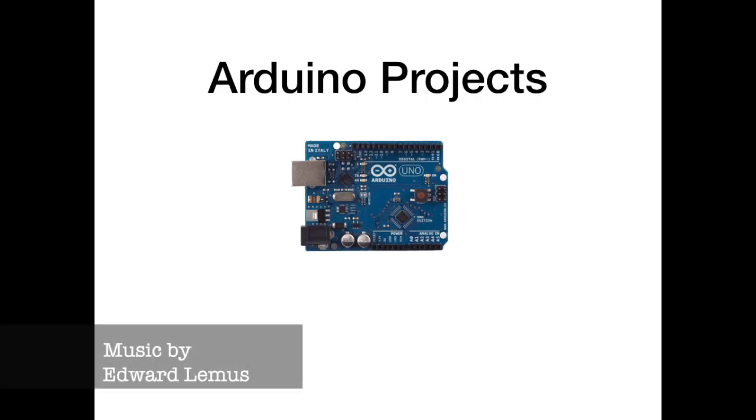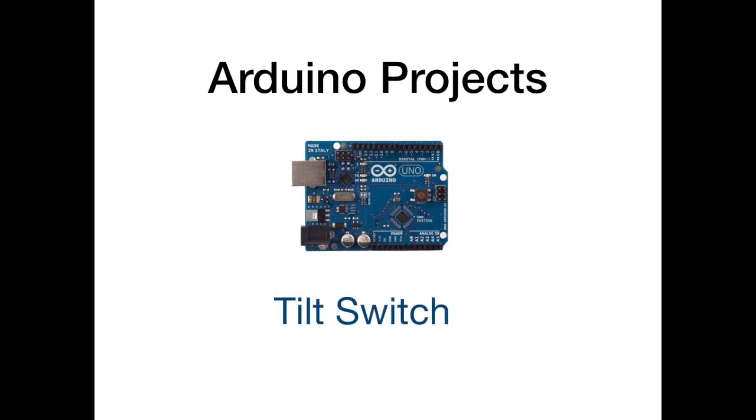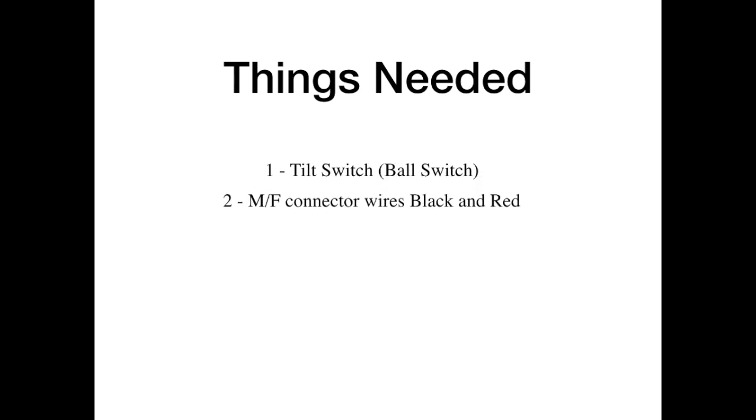Welcome to the Arduino project tilt switch. For this project, you will need the following: a tilt switch, which is otherwise known as a ball switch, and two wires, male to female, red and black.